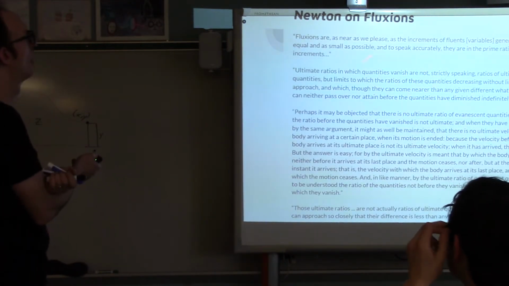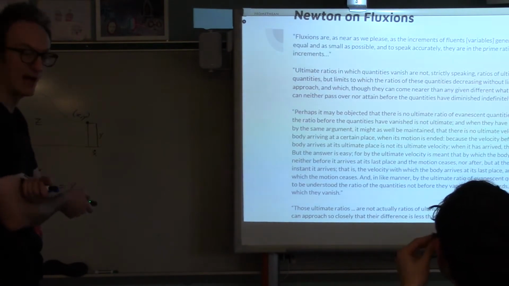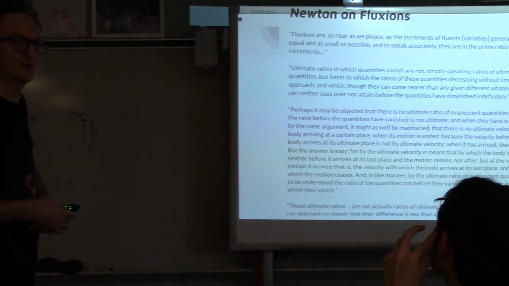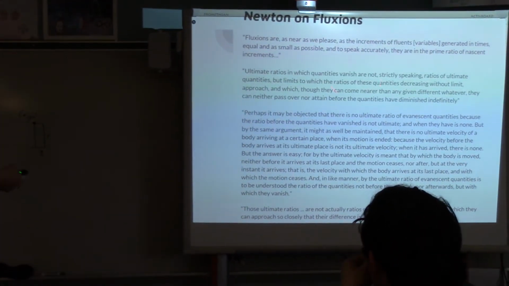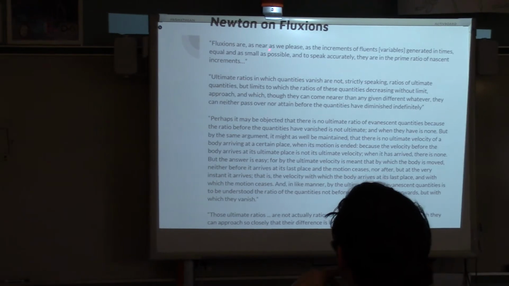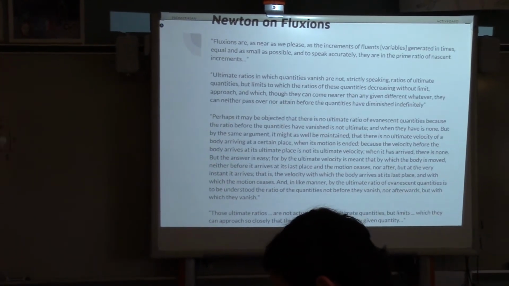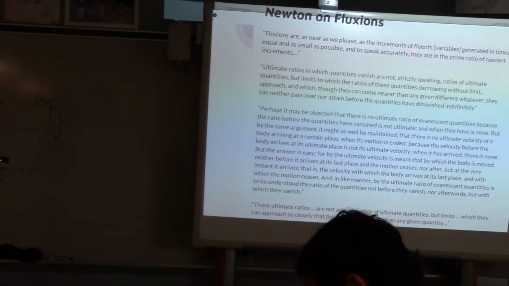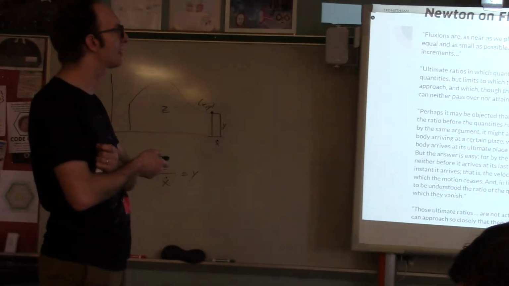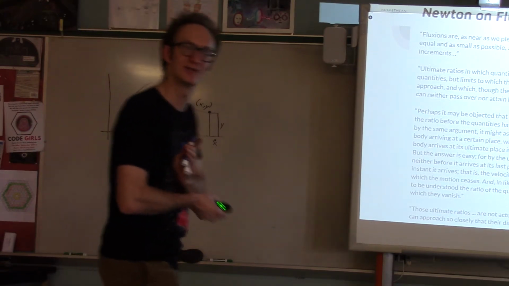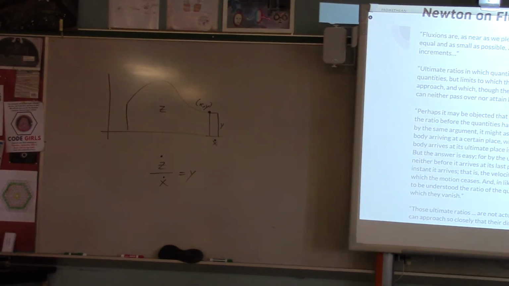And so here are, over a period of decades, some different answers Newton gave to what a fluxion actually is. He says, okay, here's the first answer. Fluxions are, as near as we please, note the echoes of "as close as you want," which we have in the modern definition, the increments of fluids generated in times equal and as small as possible, and to speak accurately, they are in the prime ratio of nascent increments. All right, that means absolutely nothing to me at all. That's basically terrible. Okay, next.